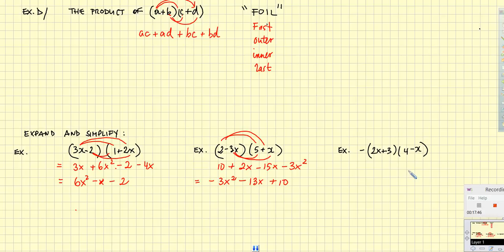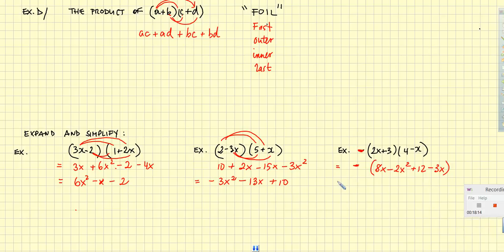Now, if we're going to be working out this problem, I would leave the negative out for the moment first. Because I have this negative on the outside, I would leave it on the outside, and I would just FOIL what's on the inside first. So 2x times 4 is 8x. 2x times negative x is negative 2x squared. 3 times 4 is 12. And 3 times negative x is negative 3x.